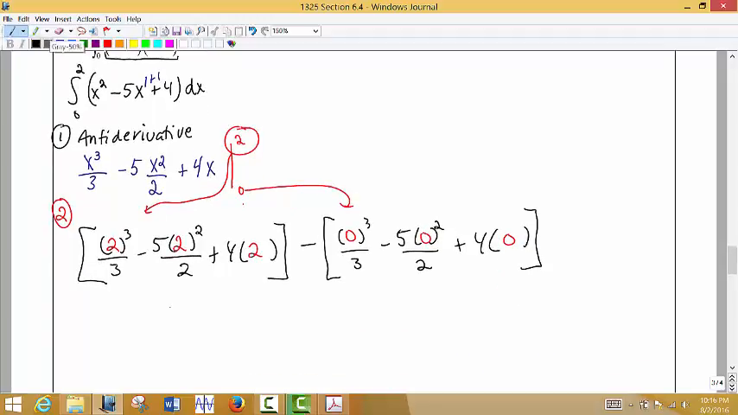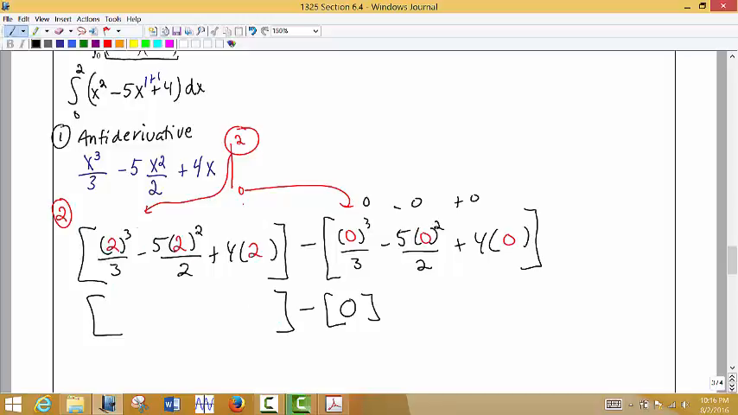Alright, so the nice thing here, my second bracket: 0 cubed is 0, 0 divided by 3 is 0, so this gives me 0. 0 squared is 0 times 5, 0, 0 divided by 2, 0. 4 times 0, 0. So this whole second bracket becomes 0. Really nice. What about the first bracket?